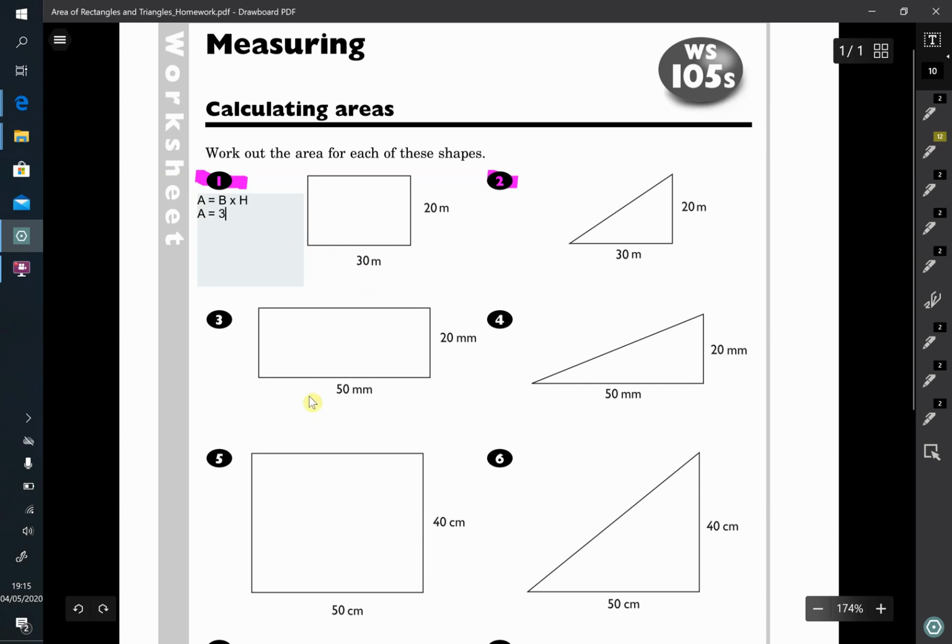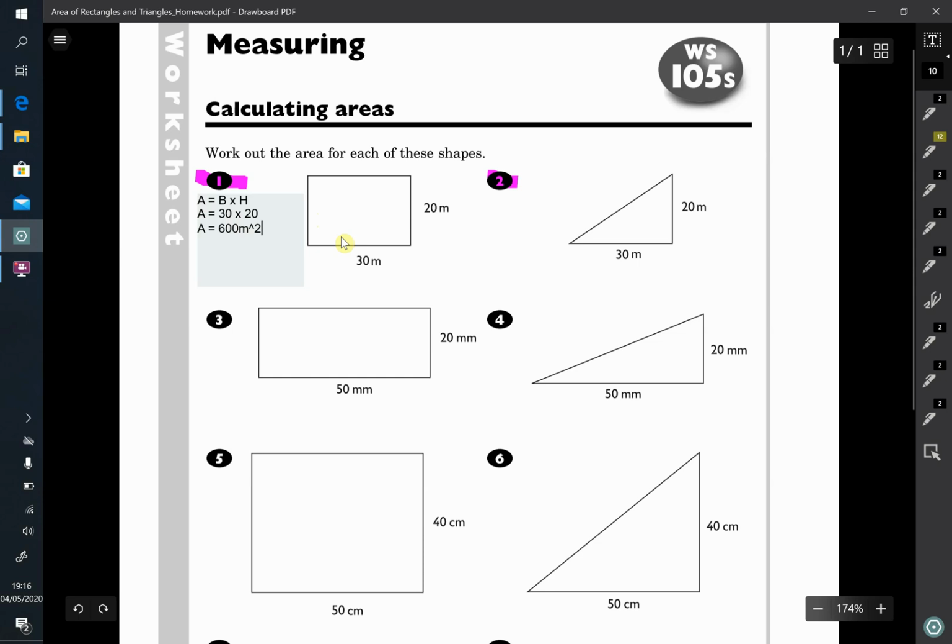How long is the shape? 30. How high is this shape? 20. Area equals 30 times 20. 3 times 2 is 6, and you place the two zeros, 0, 0. Since I've got two meters multiplying together, the unit is meters squared. And that is your equation.